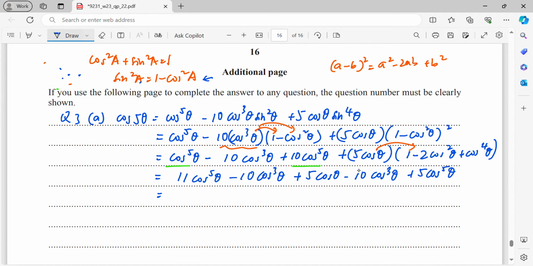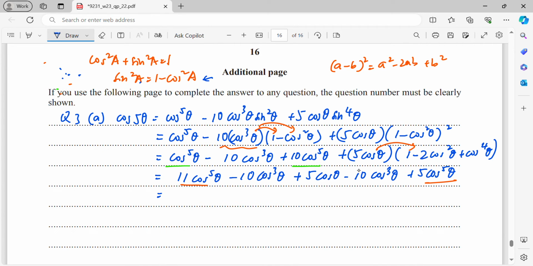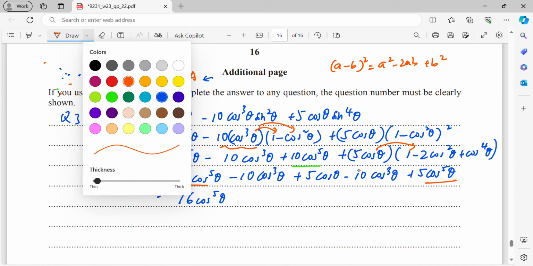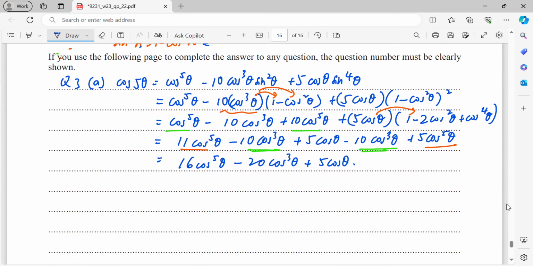Now combine the first and last terms, those with degree 5. So I get 16 cos degree 5 theta. And then for the cube terms, combine these two terms: it will be negative 20 cos cube theta, followed by 5 cos theta. Okay, so now you check: 16 cos degree 5 minus 20 cos cube plus 5 cos theta.